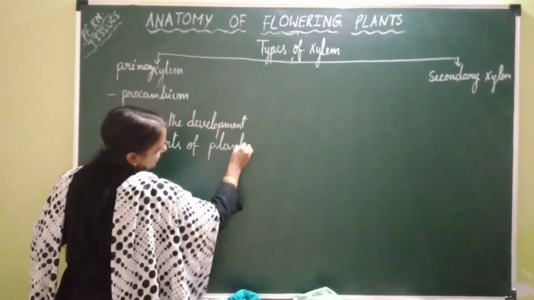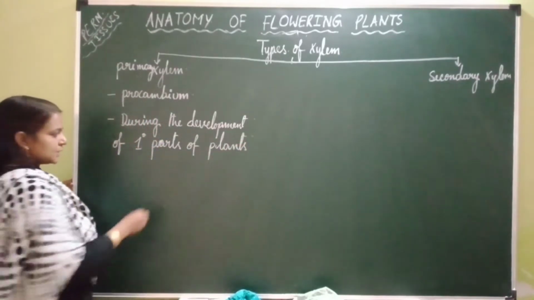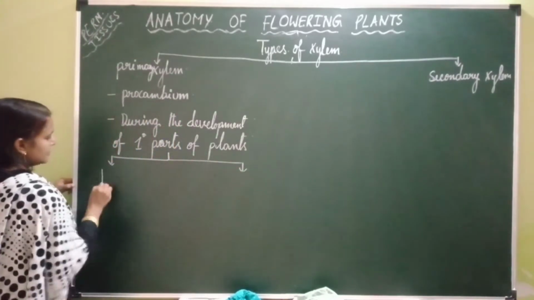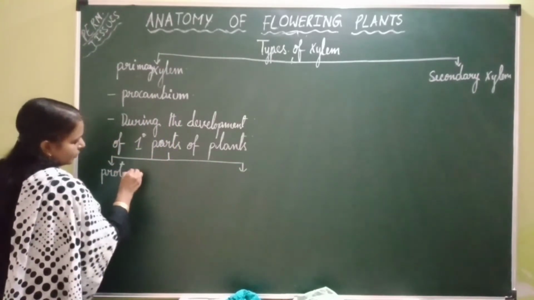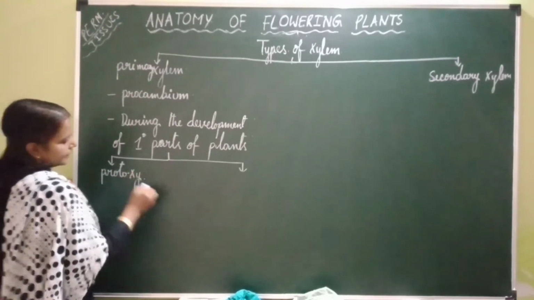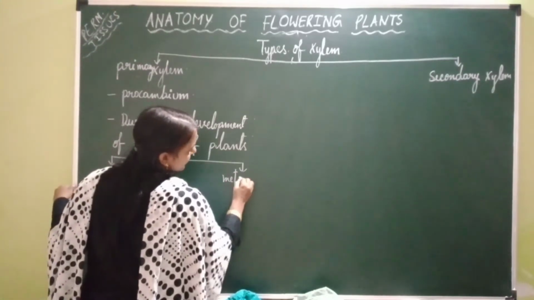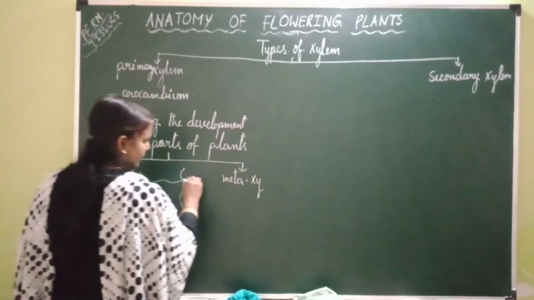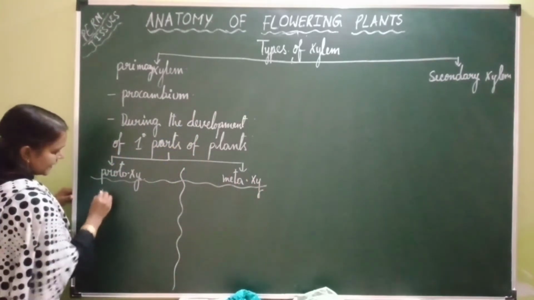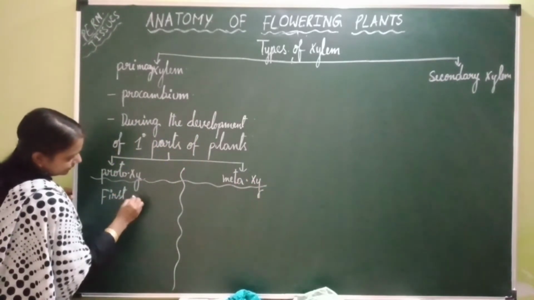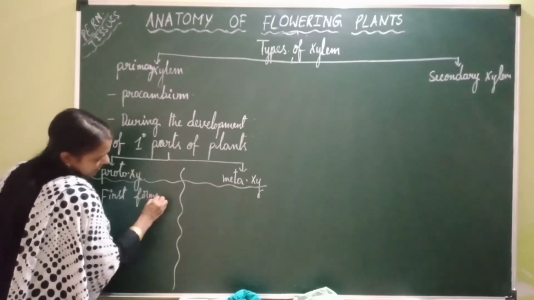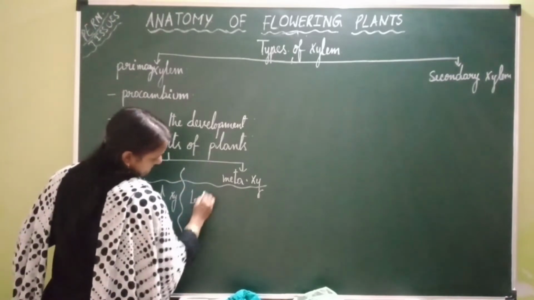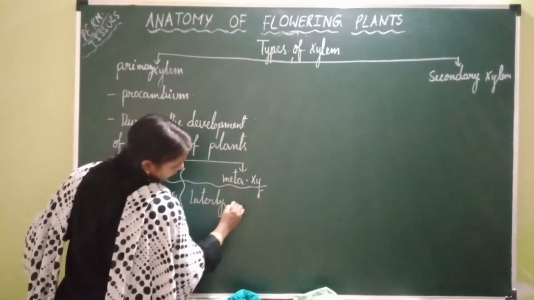Right. Now this primary xylem is divided into two types: protoxylem and metaxylem. Protoxylem is the first formed xylem and metaxylem is the laterally formed xylem.